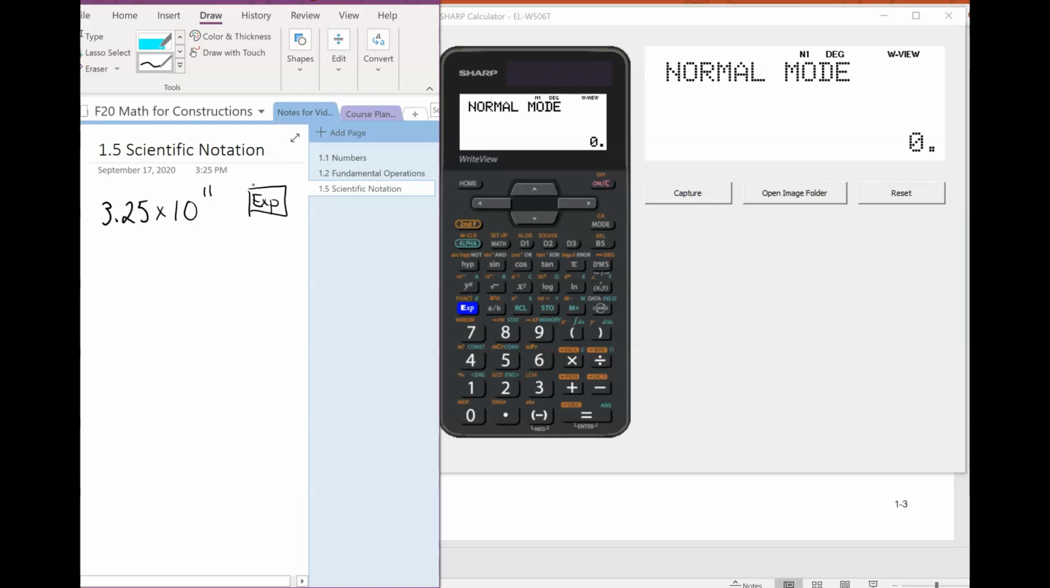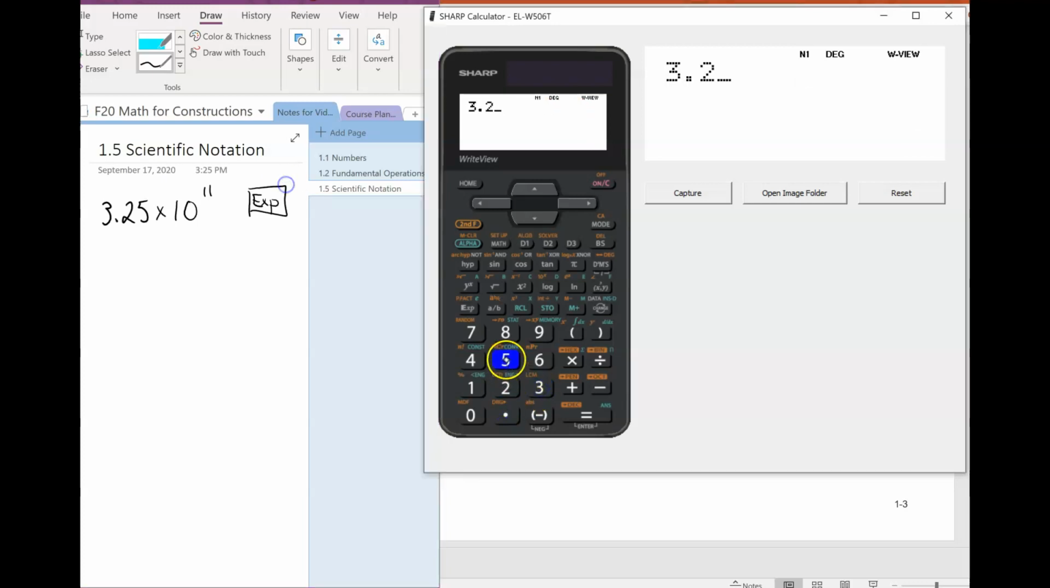And so when you enter that button, you're telling the calculator to multiply whatever number you put in by 10 to whatever power you include after. So I'm going to enter 3.25, and I would like you to focus on the calculator screen, 3.25. And now we will hit the EXP button. So the calculator shows an E, that is, we are multiplying by 10 to the power. So that E is actually this part of the expression. Now we must tell it what power, 11.